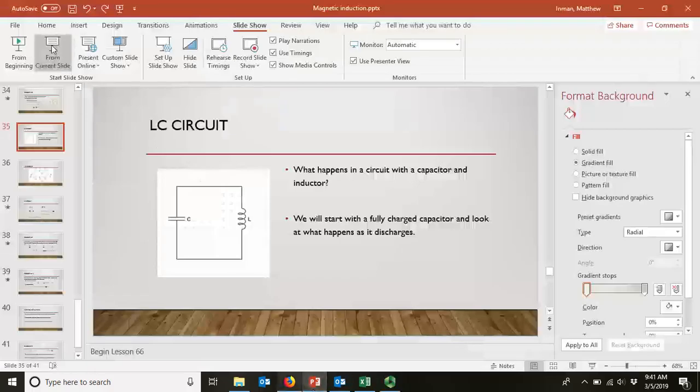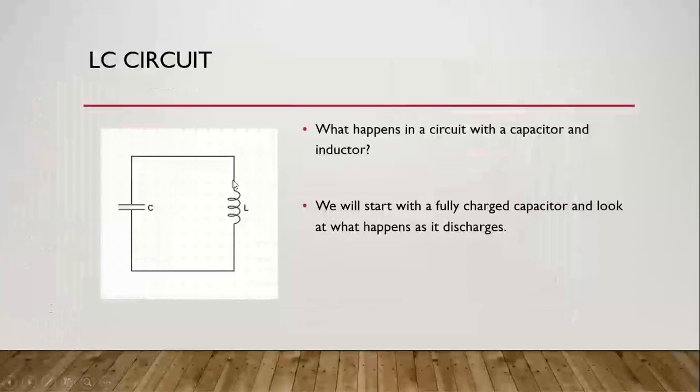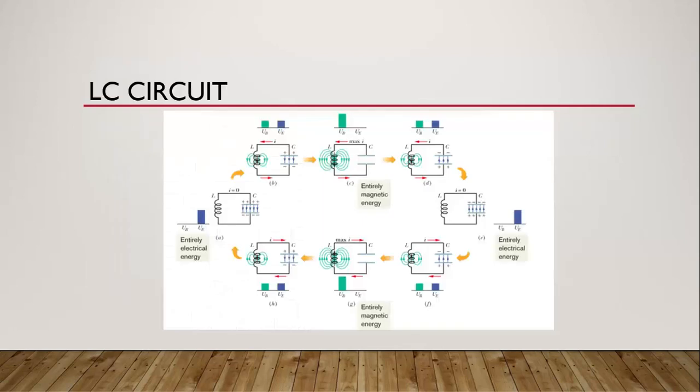Alright, so in this lesson we're going to look at what's called the LC circuit, which is a circuit that contains a capacitor and an inductor. Now, for the sake of simplifying this circuit to analyze it, I've removed any batteries or any power sources from the circuit, and we're going to say that we start with a fully charged capacitor and look what happens as that capacitor discharges in this circuit.